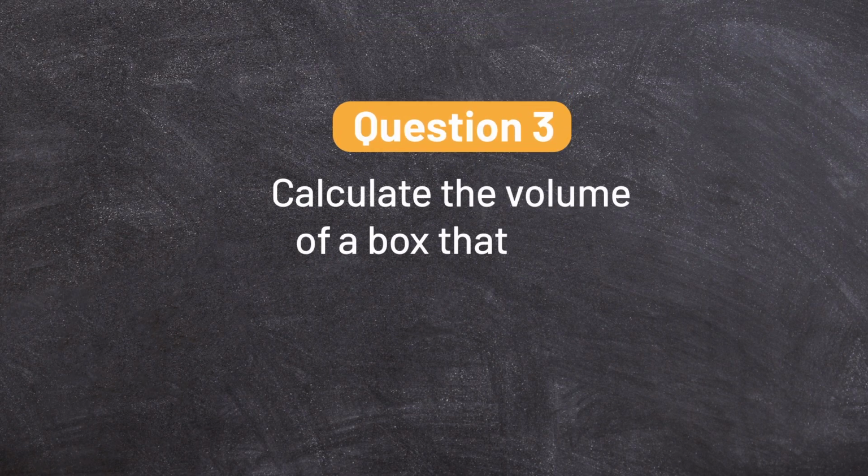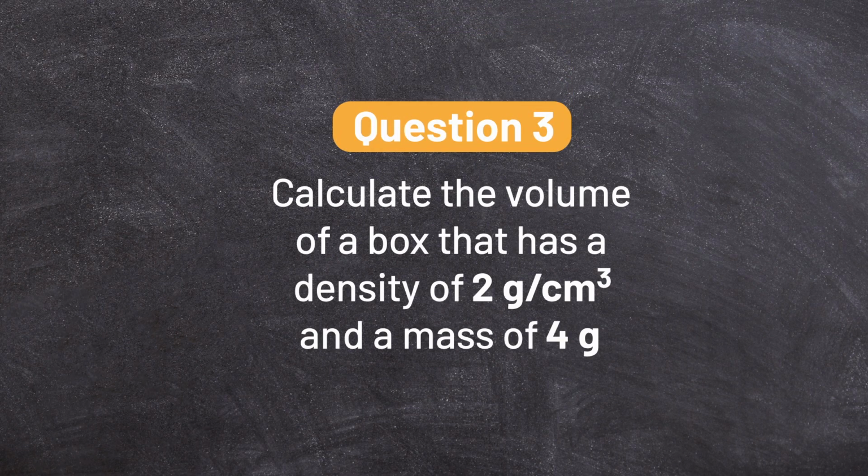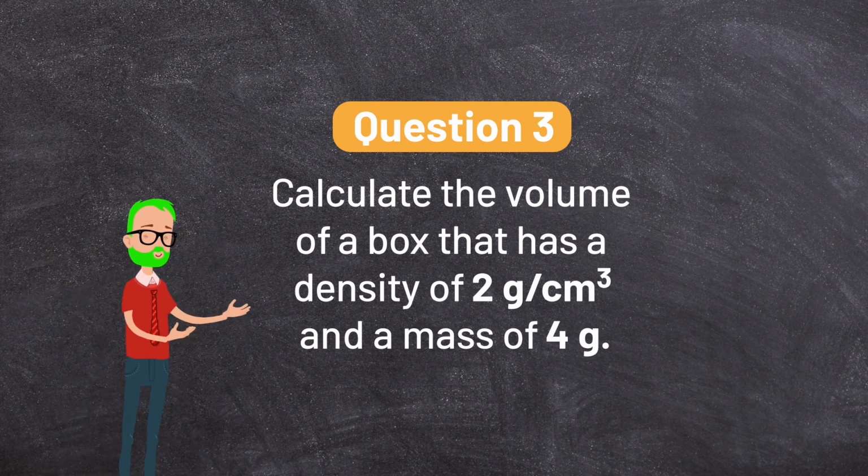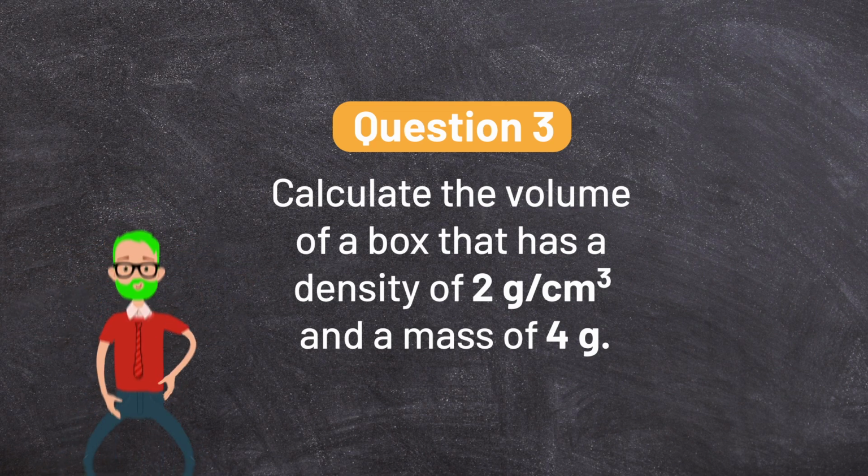Now that we are on the roll, what about a third question? And I think most of you are thinking, we've looked at density, we've looked at mass, so what are we calculating next? Correct, volume. In our next question, we're going to calculate the volume of a box that has a density of 2 grams per cubic centimeter and a mass of 4 grams.